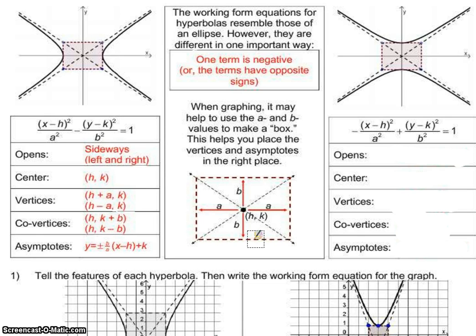So the other hyperbola we have is one that opens up and down. Notice that the big difference here is my sign in the middle. So on the ones that open up and down, my center is still at h, k. My vertices change a bit, and so do my co-vertices. And my asymptotes are the same.